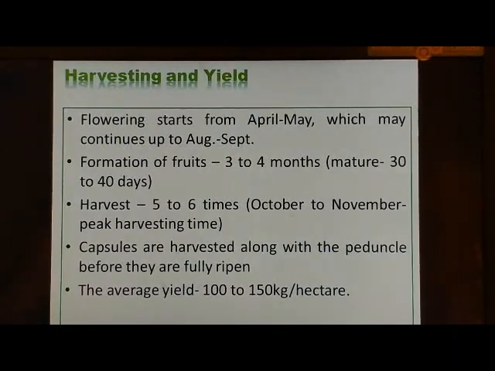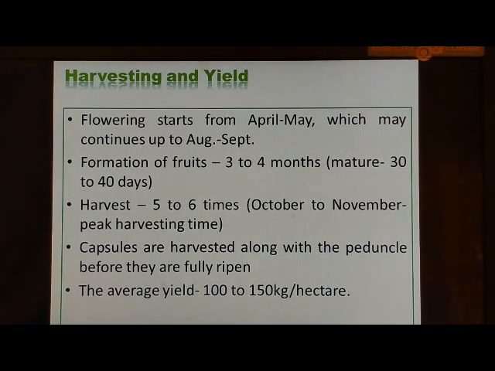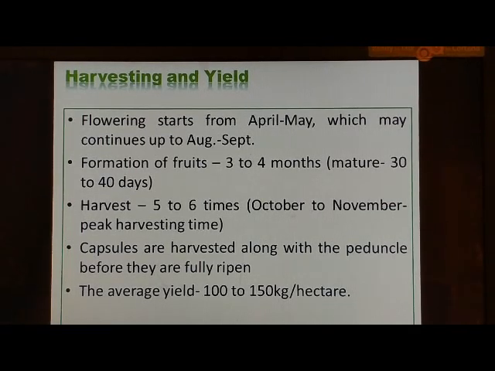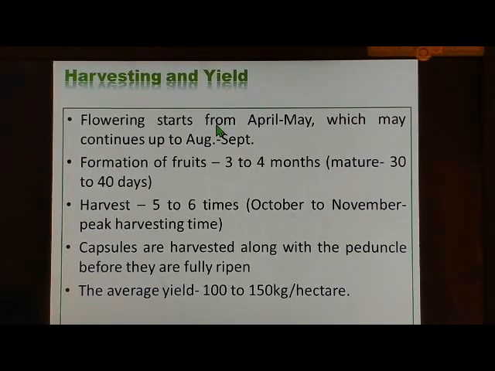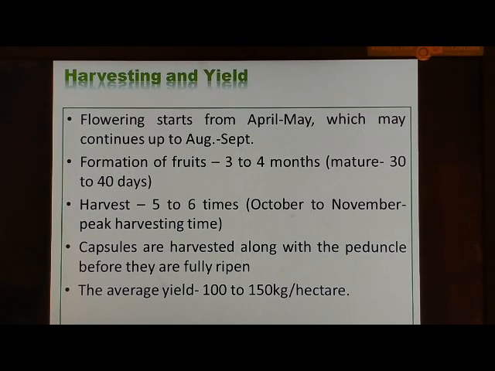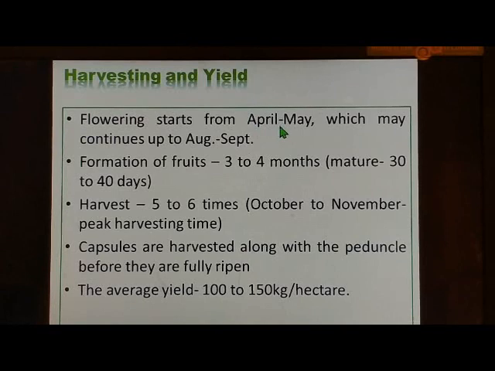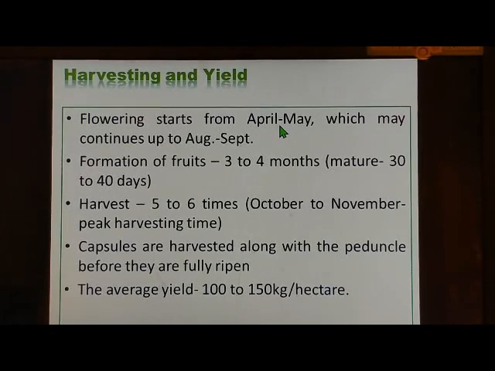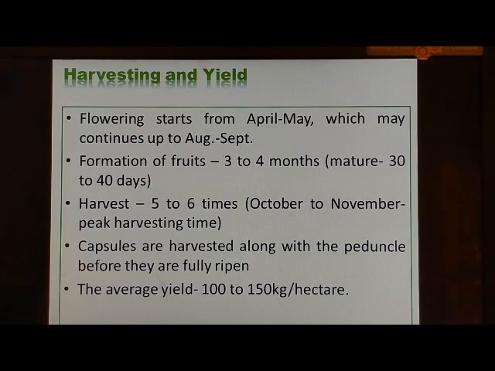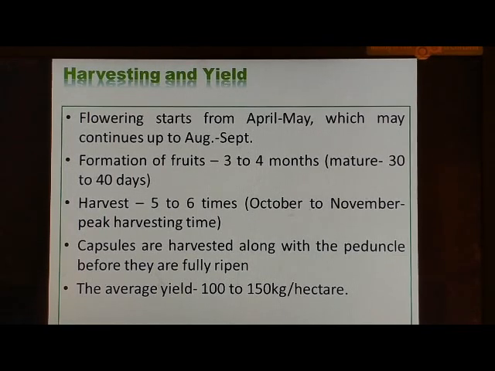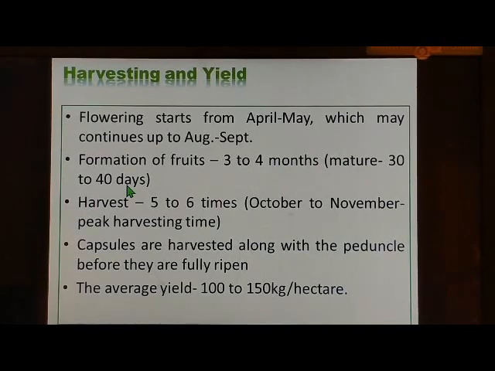Now coming to the harvesting and yield. Although the plants produce fruits in the 3rd year after transplanting, the commercial production starts from the 4th year onwards. Flowering starts from April to May, which may continue up to August to September. The formation of fruits takes around 3 to 4 months, and they mature at an interval of 30 to 40 days.